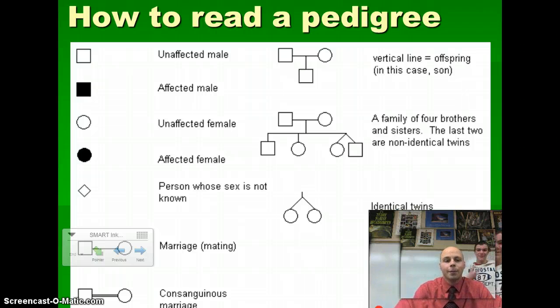A circle represents a female. So a blank circle is a female that does not have the particular trait, and filled in does have that trait. So it does have the disorder, or whatever trait it is that we're looking at. As we move down a little bit lower, a circle and a square connected by a line represents mating or marriage. And then two lines mean basically a divorce. They're no longer together, but they possibly produced offspring at one point. When we have a vertical line coming off of that marriage, that represents the offspring.